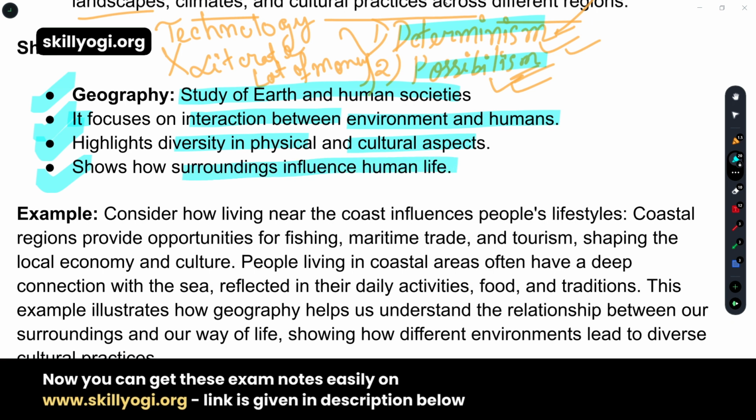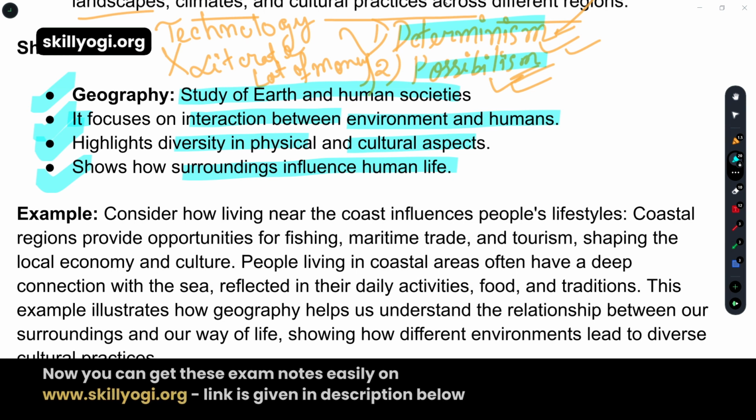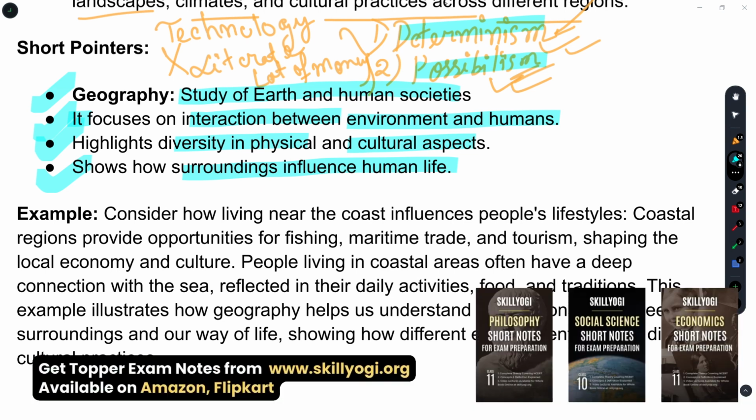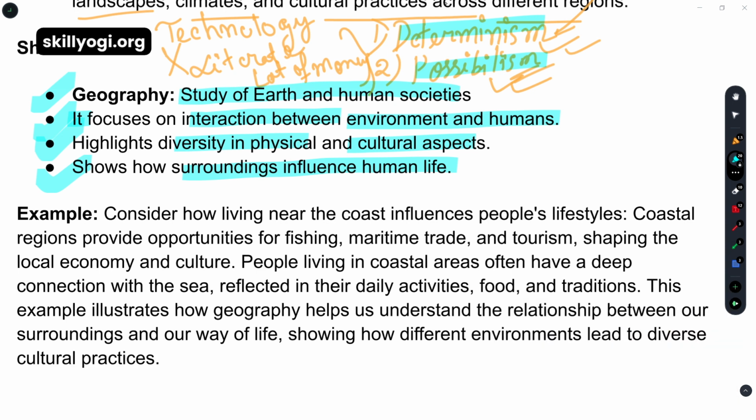After that, it highlights diversity in physical and cultural aspects and shows how surroundings influence human life: how the places are, how the environments are, and how human lives are also affected by them. These four parts we have learned from the above concepts. There is also an example given.